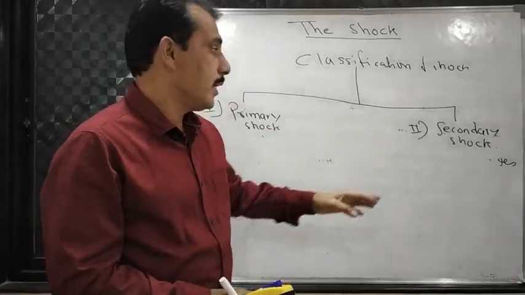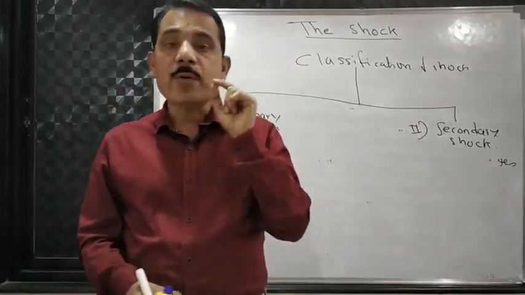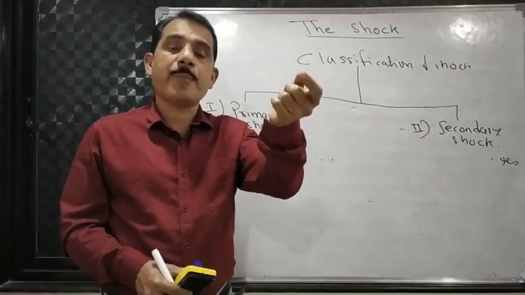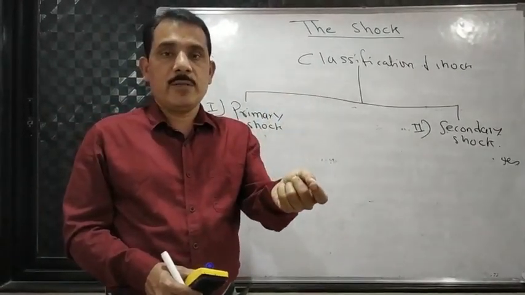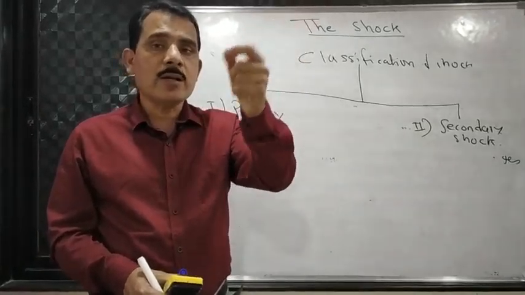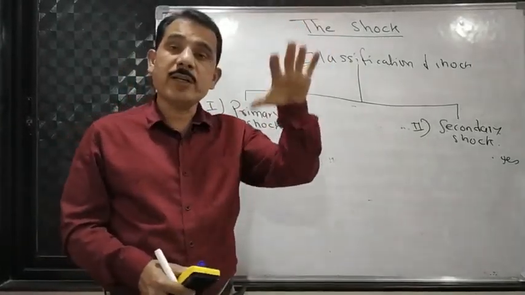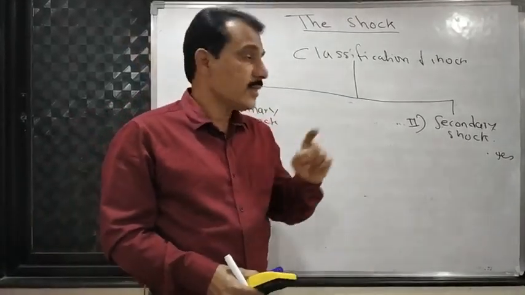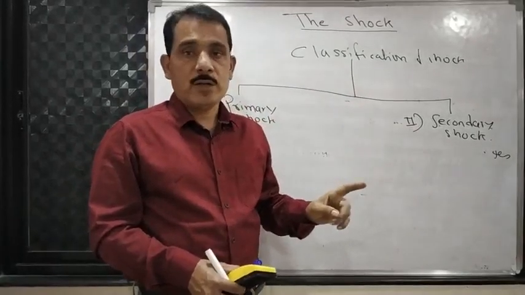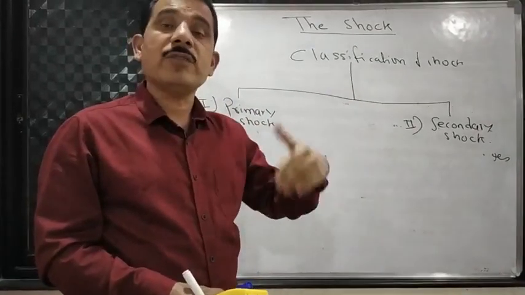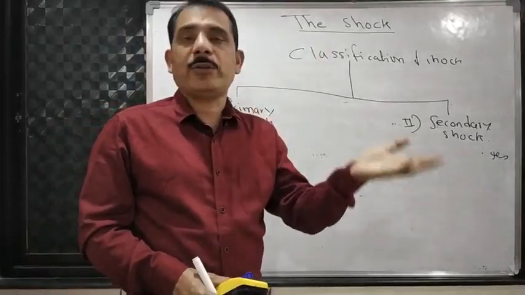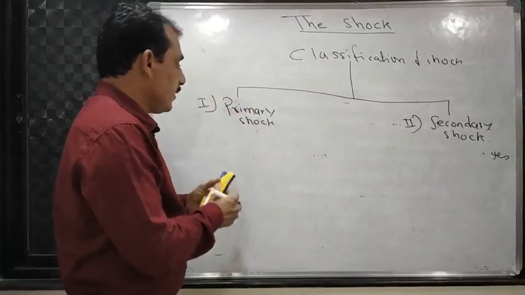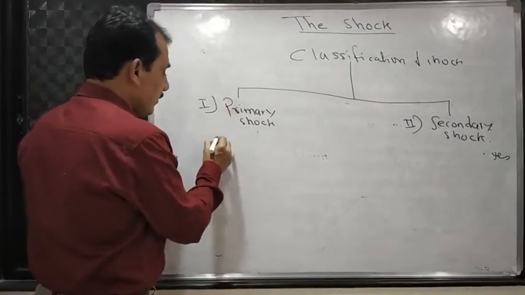That's called primary shock. Secondary shock is the type of shock in which there is a pre-existing abnormal condition causing collapse of peripheral circulation, which then leads to a life-threatening situation. Such types of shock are called secondary shock. Now these are further classified into different types according to etiopathogenesis. That is called the etiological classification.